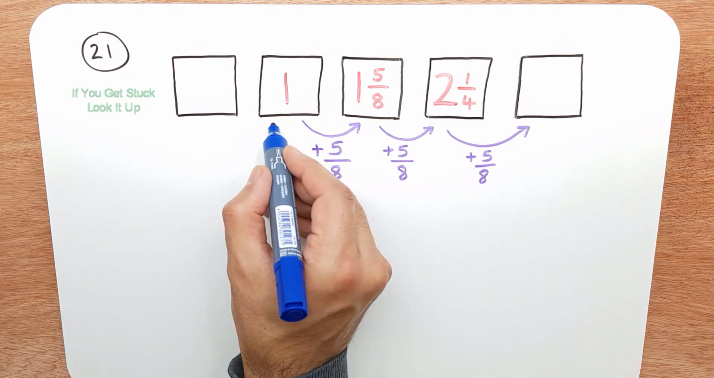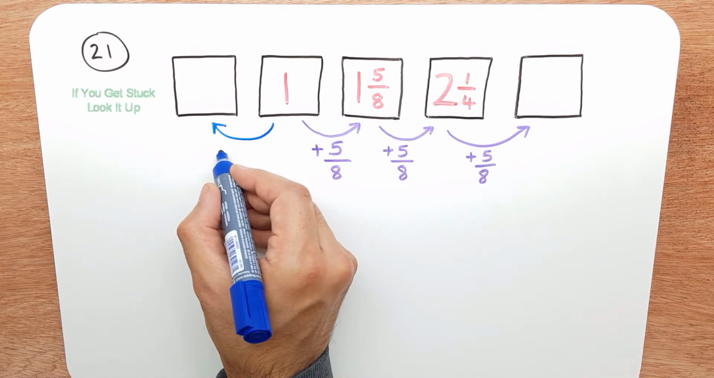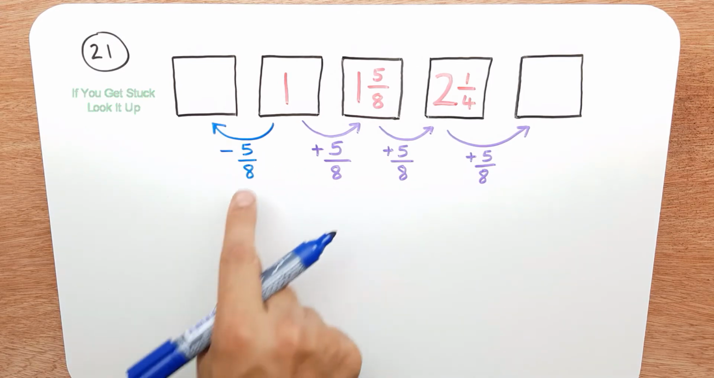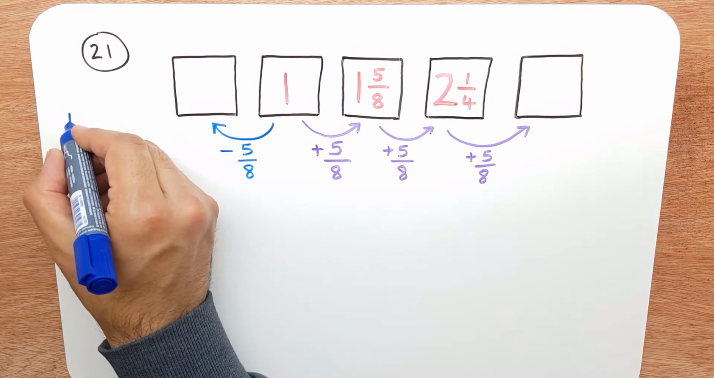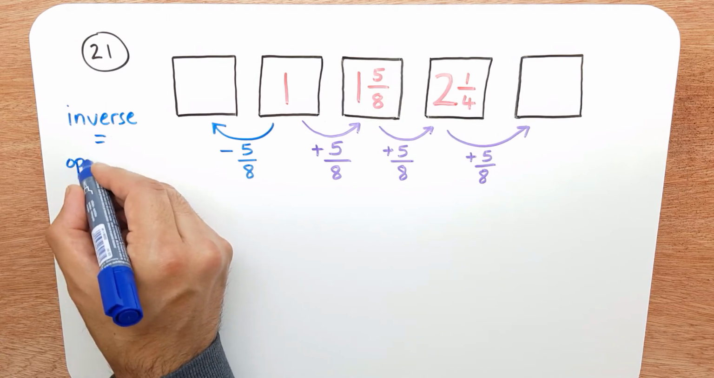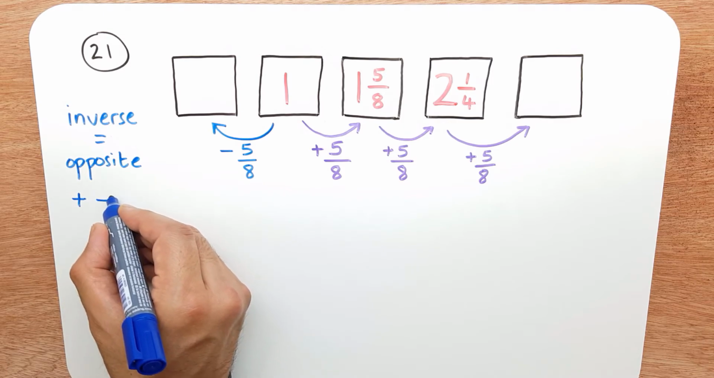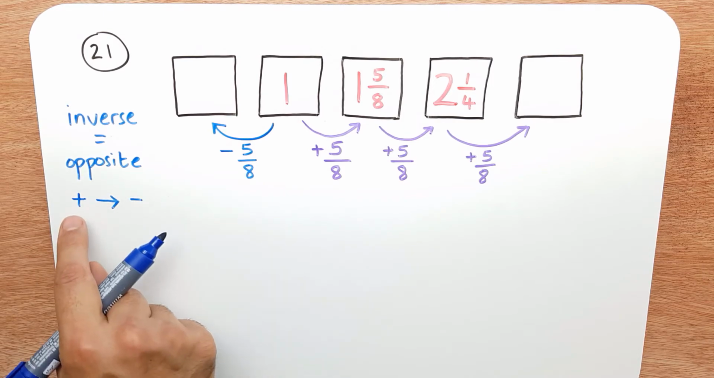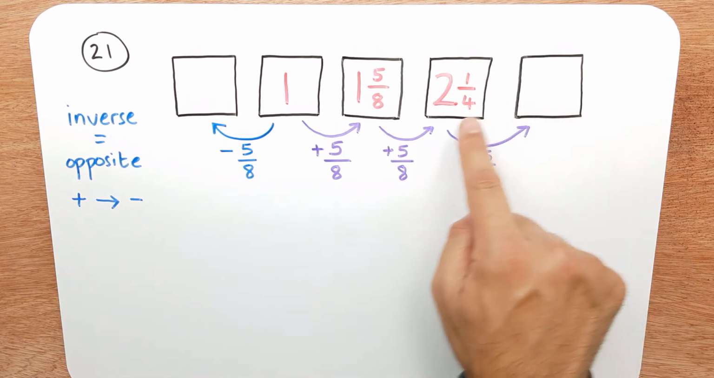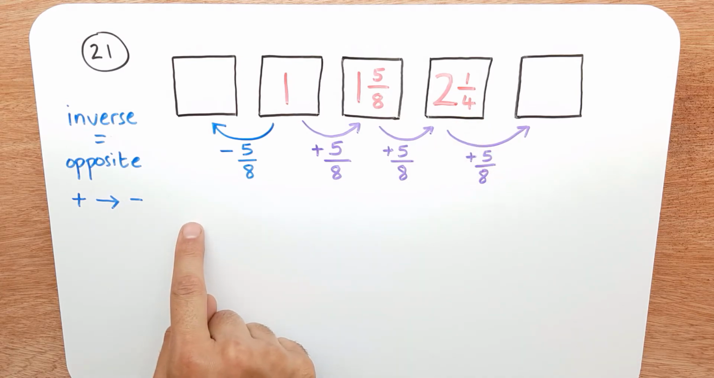But if I go backwards, I need to take away 5/8. Because that is the inverse. And the word inverse simply means opposite. And we know the opposite of a plus is a minus. The opposite of an add is a subtract. So let's go ahead and find this first. 2 1/4 plus 5/8. So let's write that as a fraction here.